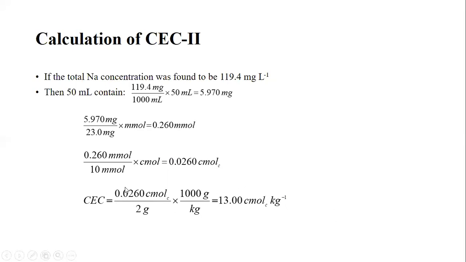So this came from the 2 grams of soil we started with: 0.0260 centimole of charge per 2 grams. Then how much will 1,000 grams, which is the kilogram, have? We multiply by 1,000. Dividing gives you per gram, and multiplying by 1,000 gives you per 1,000 gram. So 13.00 centimole of charge per kilogram. This is the CEC of the soil, and this is the correct unit.